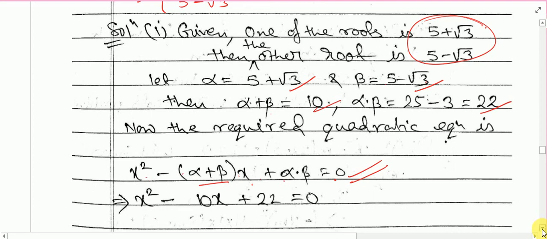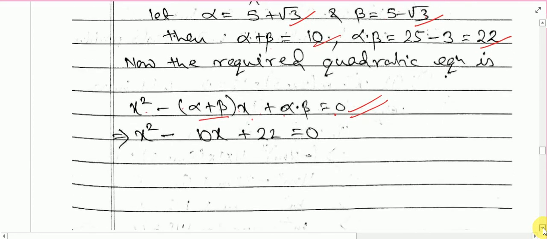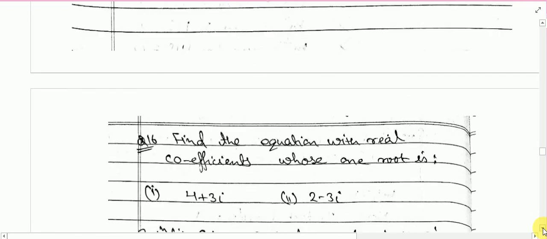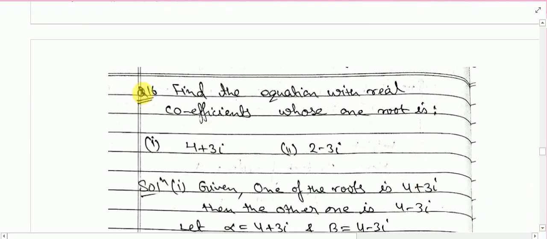So I think you have understood this. Now let's see the next one, question 16. Find the equation with real coefficient whose one root is this. Here one root is given, and that is imaginary. If one root is imaginary, then the other will also be imaginary, and that would be the conjugate of this. That means the other root will be 4 minus 3i.